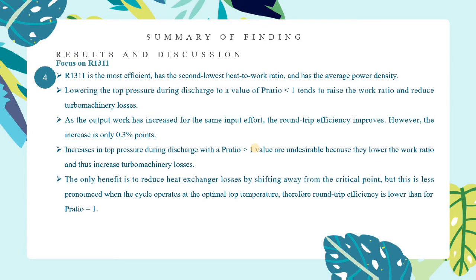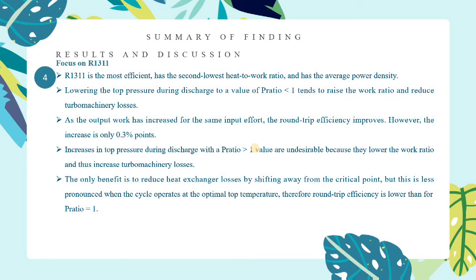And lastly, we are going to focus on R1311. R1311 is the most efficient, with the second lowest heat to work ratio and average power density. Lowering the top pressure during discharge to a P ratio lower than 1 tends to raise the work ratio and reduce turbomachinery losses. As the output work increases for the same input effort, the round trip efficiency improves. However, the increase is only 0.3%.